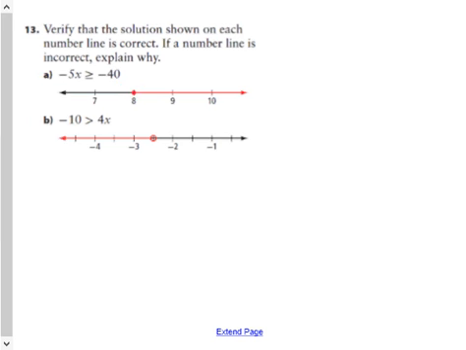In B, I'm going to divide both sides by 4 and get x is less than negative 2.5, and any value less than negative 2.5 is being expressed there, so that is the correct number line to express the solution.